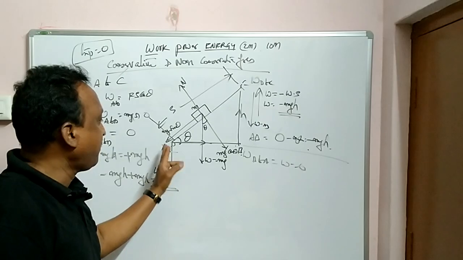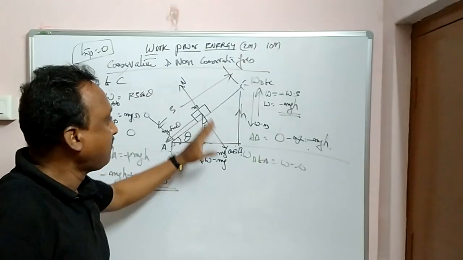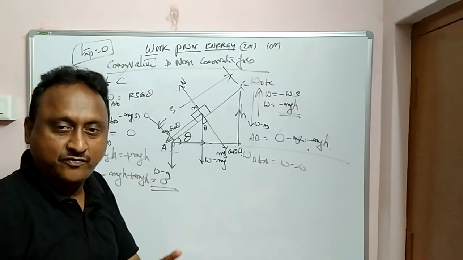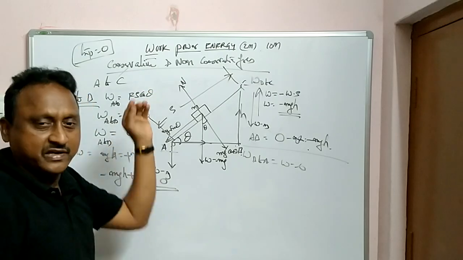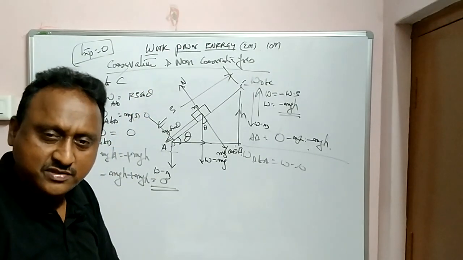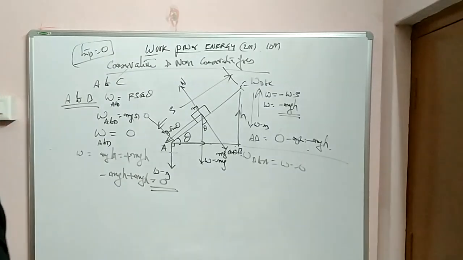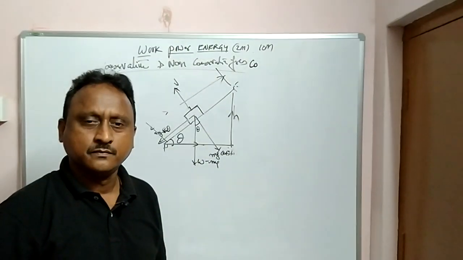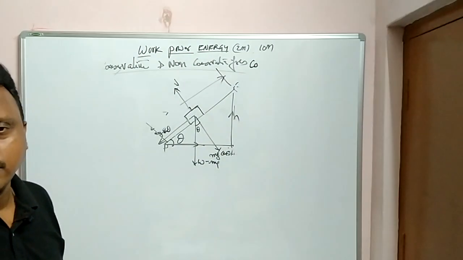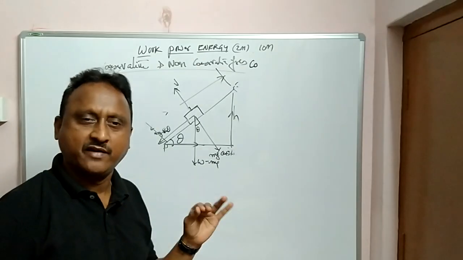Sorry, it depends upon initial and final point, not on the path. So that type of force is called a conservative force. I have given the example also: gravitational force, spring force, and also electrostatic force. Right, just now we discussed conservative force, and the best example is gravitational force.